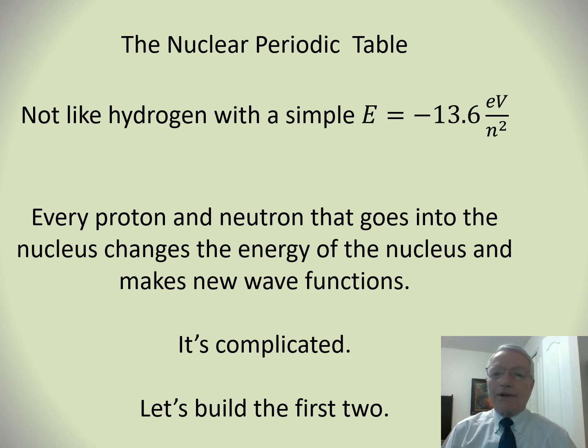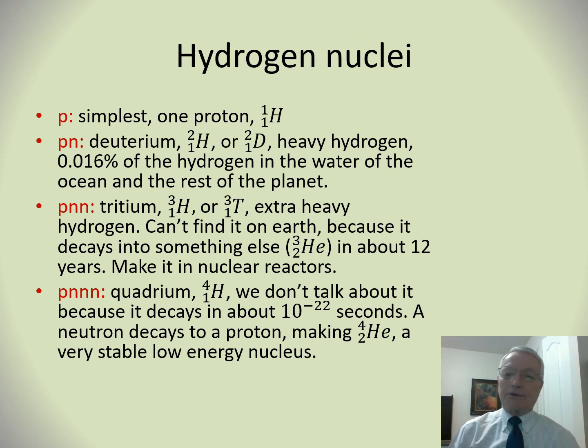There is a nuclear periodic table, just like there's an electron periodic table for electrons arranged around positive nuclei. But the energy levels are not simple, like they were in the case of the hydrogen atom, minus 13.6 eV over n squared. Every proton and neutron that goes into the nucleus changes the energy of the nucleus significantly and makes brand new wave functions, and so it's really complicated. But just sort of to get a feel for it, we're going to talk about the first two.